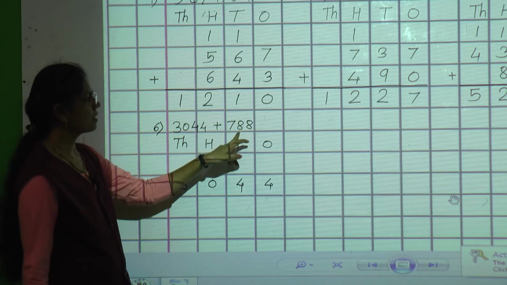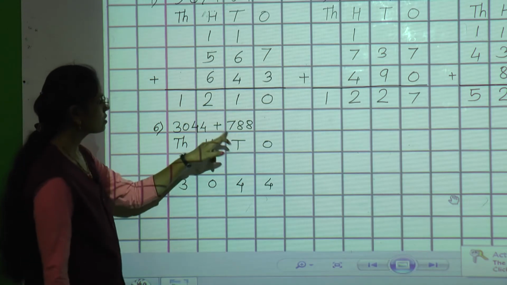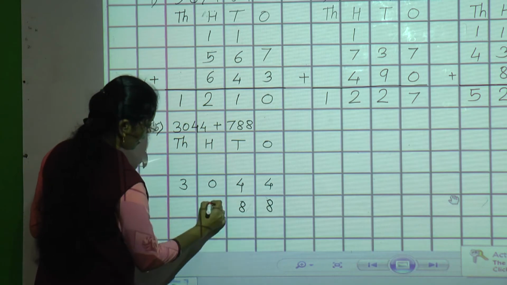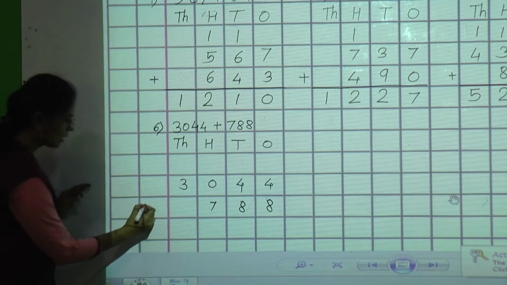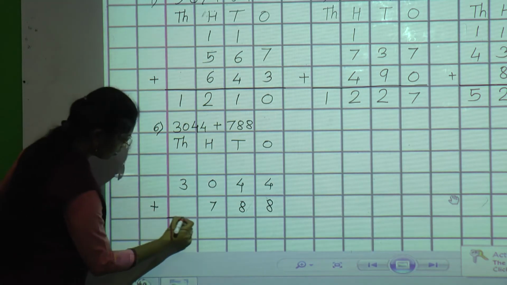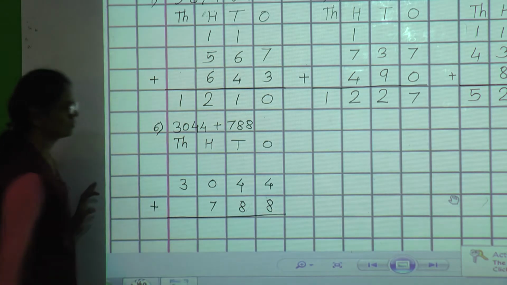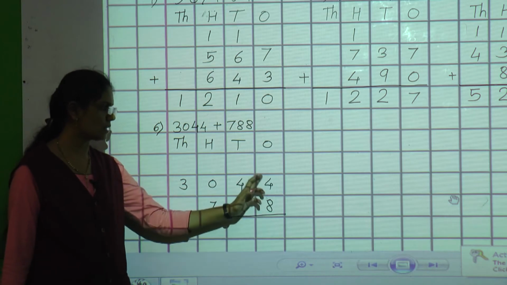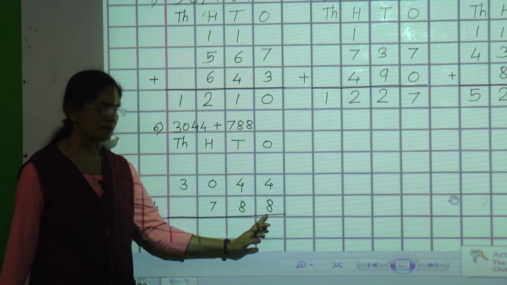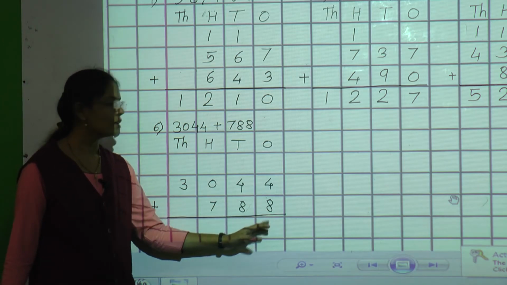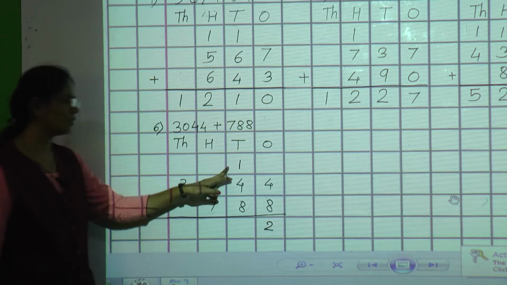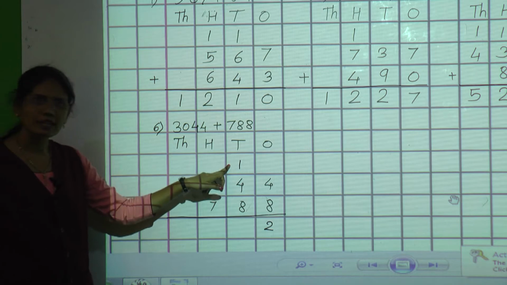The other number is 788. This is a 3-digit number. Start from the ones place, 8, 8 and 7. Now give the plus sign and do the addition. Now see here, start from the ones place, 4 plus 8, 12. 12 ones means 2 ones and 1 ten. So this one we will give as a carry to the tens place.